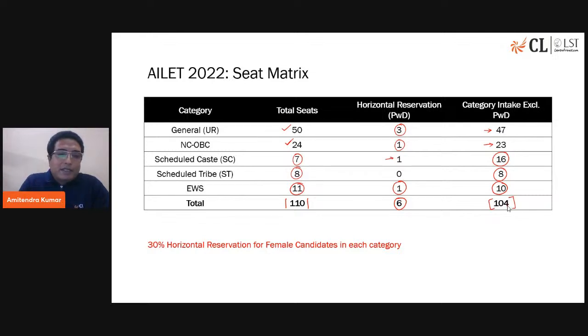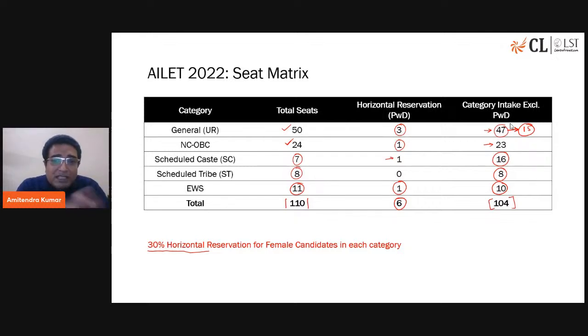Very important to note, there is also a provision for 30% horizontal reservation for female candidates in each of the categories, which means to all the female candidates, that's wonderful news to each one of you, because not only can you be there in these intakes, but out of this, 30% will be carved out specially for you. If you talk about these 50 seats, of the remaining 47, some 15 seats will be anyway available separately to you, and definitely out of the other 32, you are going to be part of it.